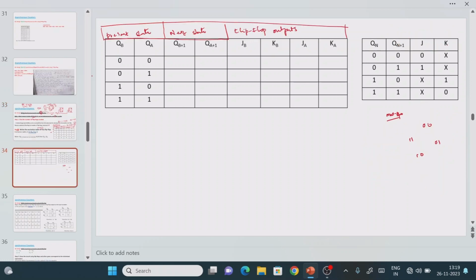As per the given question, we need to design what? A mod 4 counter. So how many states? 00, 01, 10, 11. So for example, see, this is 00, 01, 10, 11.